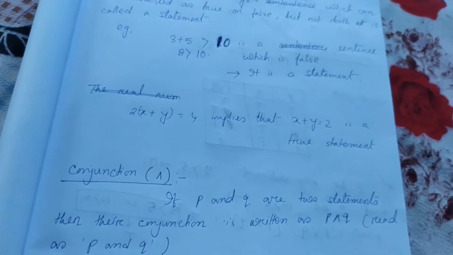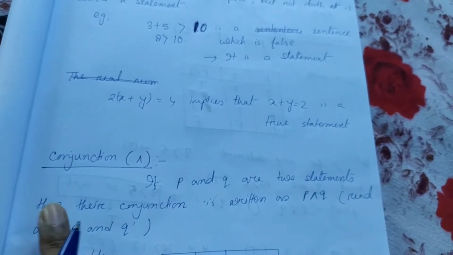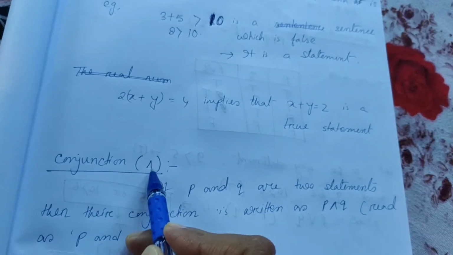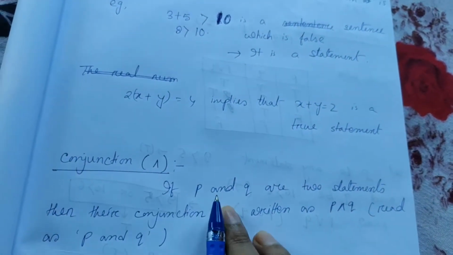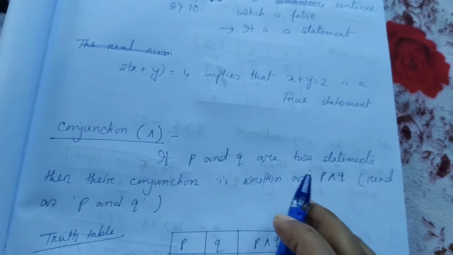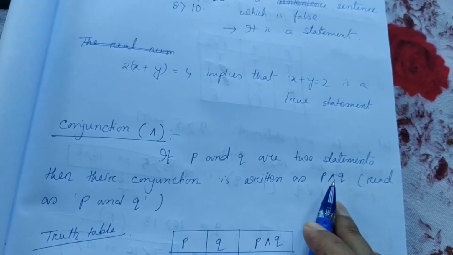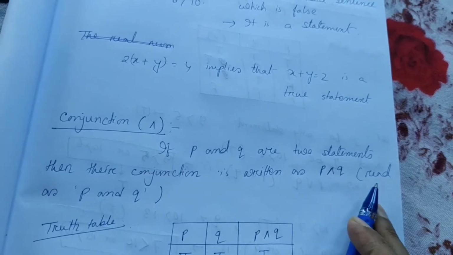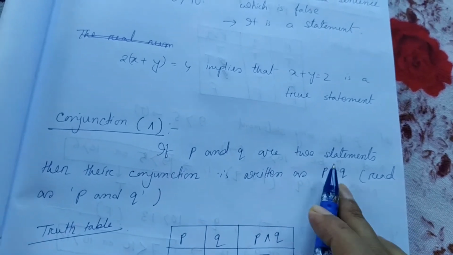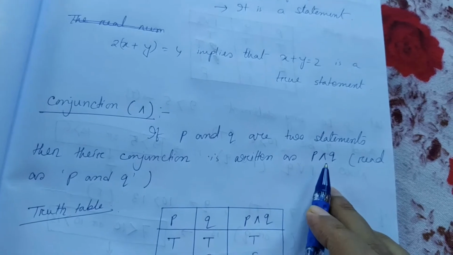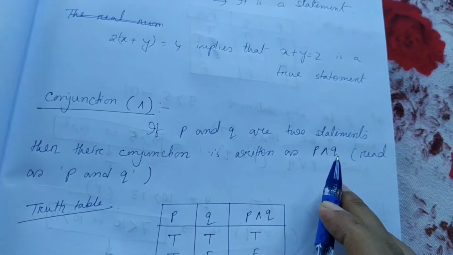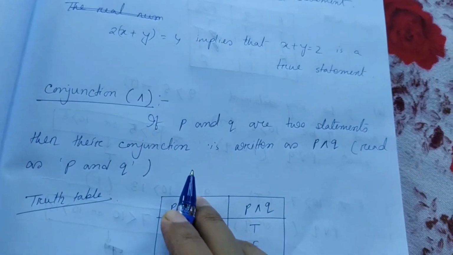Now there are some properties of statements like conjunction, which is given by this symbol. Okay, suppose if I say P and Q are two statements, okay, then their conjunction is written as P, this symbol, read as P and Q. So if I use this conjunction symbol, it is read as P and Q.